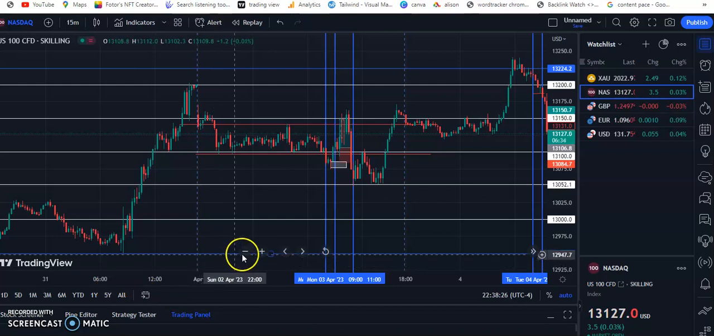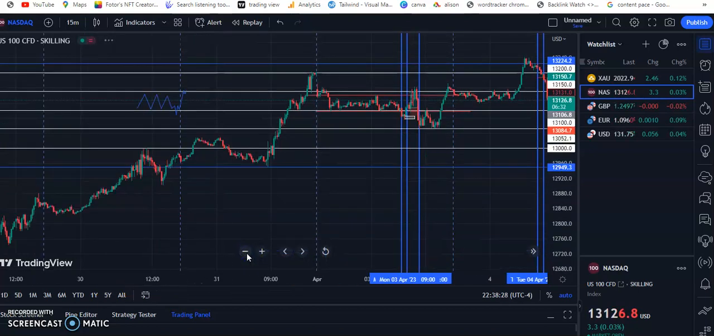Today we are going to look at the pump and dump setups. That is, yesterday two instruments gave us perfect setups. So we are going to start with Nasdaq and finish with the Japanese yen.